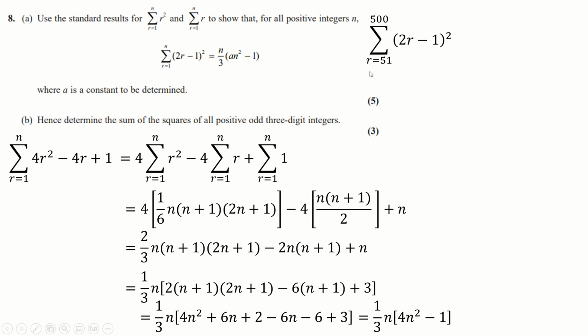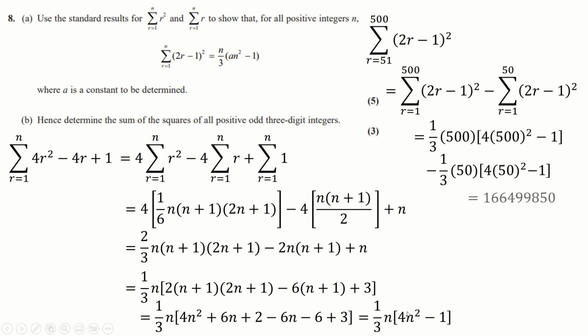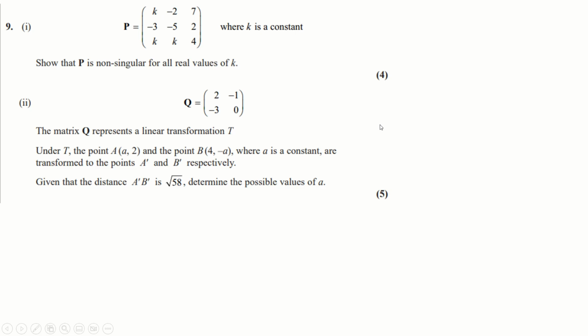Now, we can't do this because it doesn't start at 1, so we just break it down into two sums, go from 1 to 500, and then from 1 to 50, and take that bit away, and then we can just apply this formula that we have here in a calculator, and we'll get this big number here to finish. Only 2 questions to go.